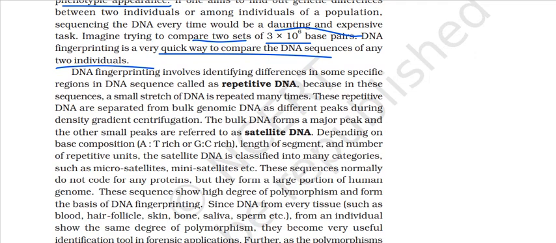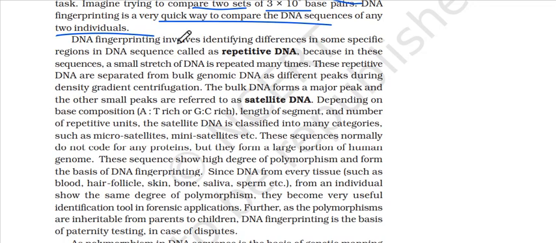All right. DNA fingerprinting involves identifying differences in some specific regions in DNA called as repetitive DNA. तो हमारे में specific sequences होते हैं, repetitive DNA होता है which is specific to every organism, and that is where we look into the difference. Fine, because in these sequences a small stretch of DNA is repeated many times. ठीक है, बहुत सारे repetitive units मिलेंगे.